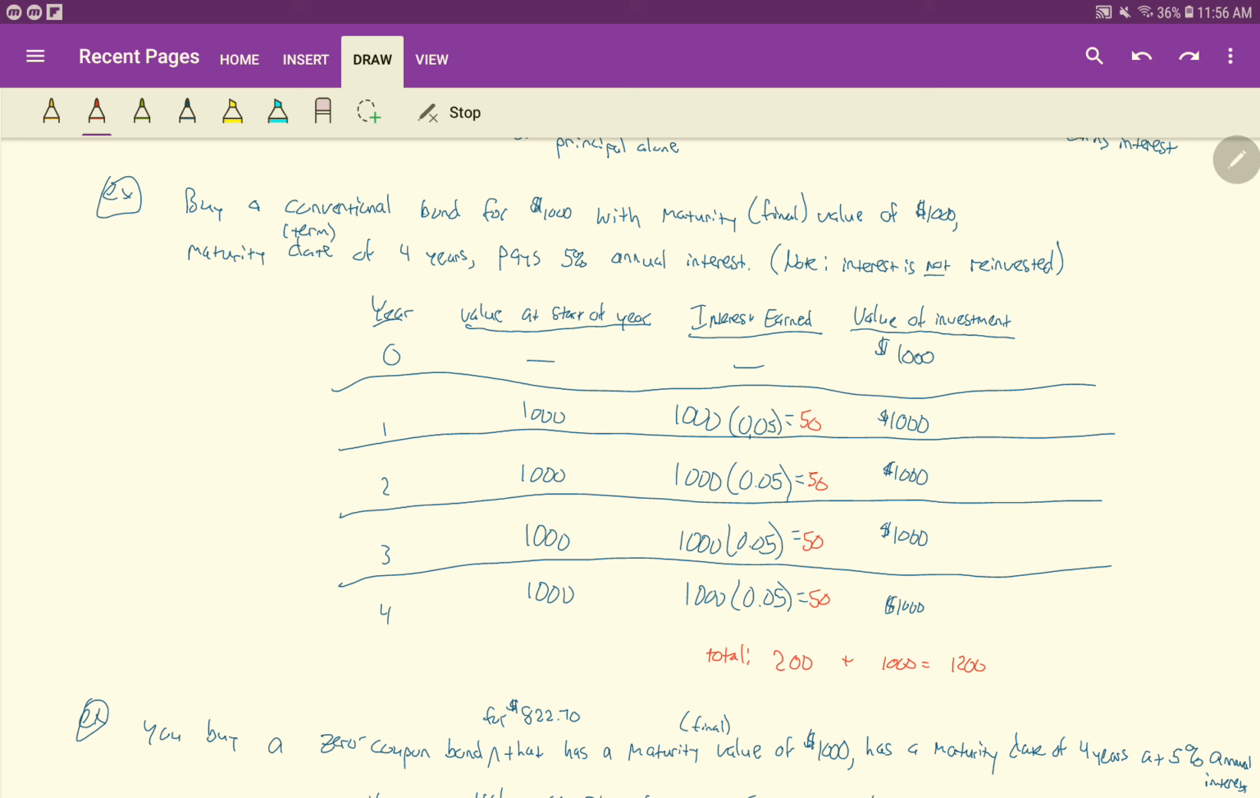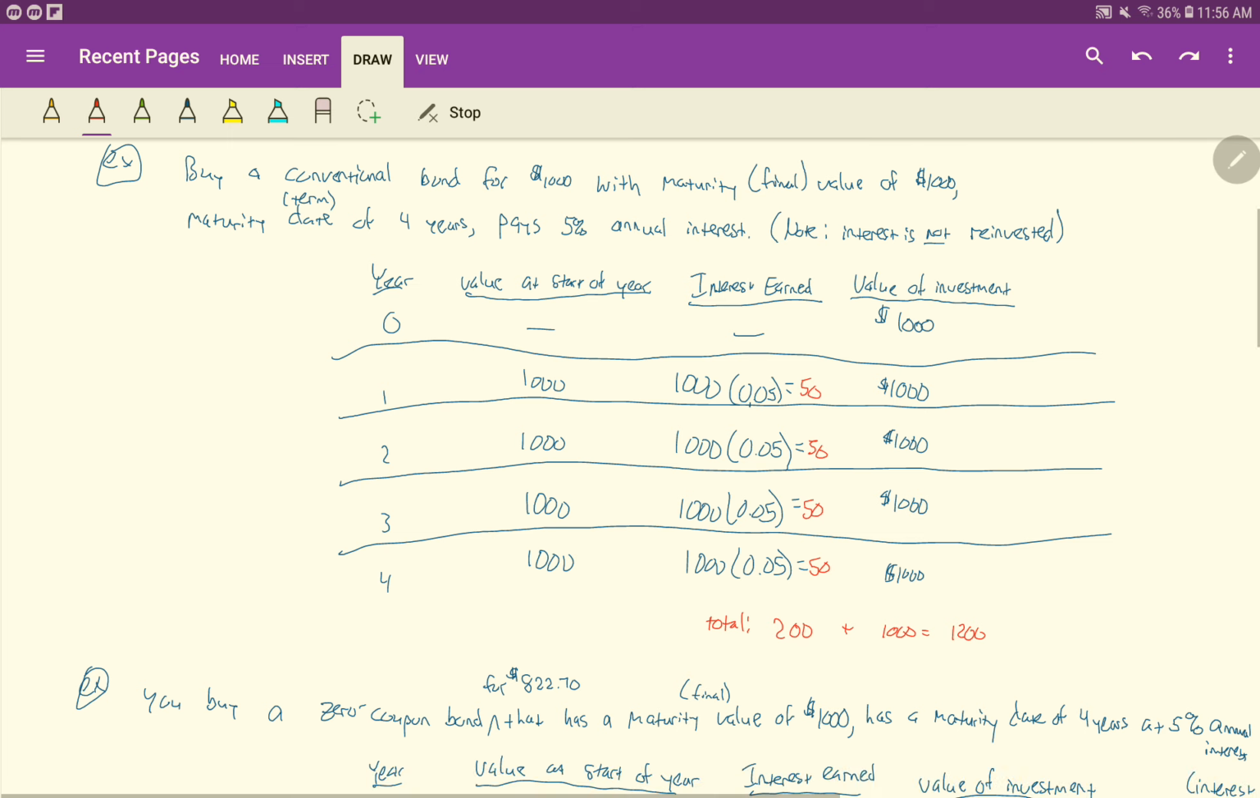After year 2, same thing happens. You get paid $50, and your $1,000 is still being held by the company. 3 years later, you get another $50, and your $1,000 is still being held. And after the 4th year, you get one more $50, and you also get your $1,000 back. So the total is, you got $200 in interest plus the $1,000 you lent them, for a total of $1,200 after 4 years of investment. Okay, now.